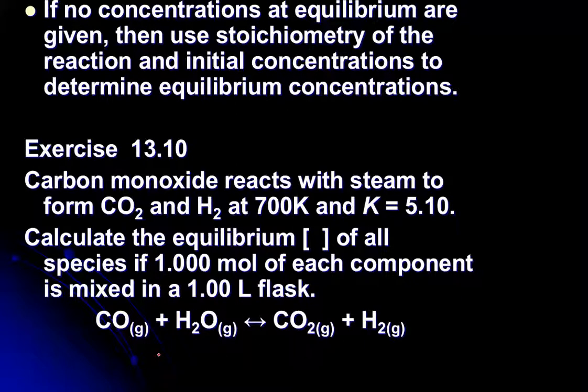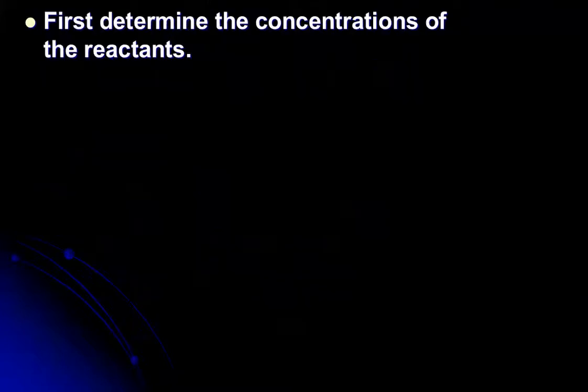Where that comes in is using our Q value. Remember, we looked at how we could compare K and Q, and that gives us our indication of which direction the reaction is going to shift. So first we find our concentrations, which is pretty easy to calculate for each of these species. Then we calculate Q and compare to K. After we figure out if the reaction shifts to the left or to the right, we can use an ice box and proceed from there. Let's see how this all plays out.